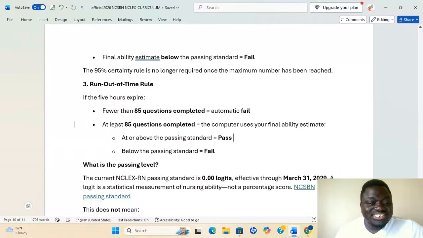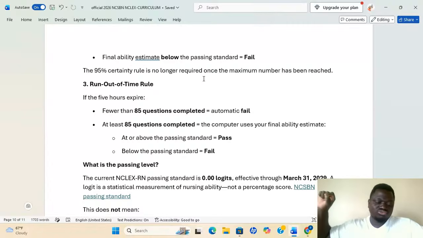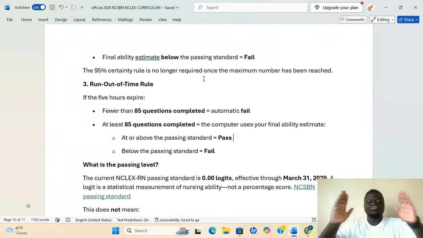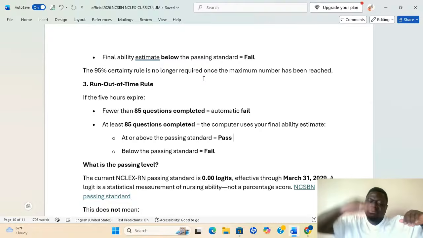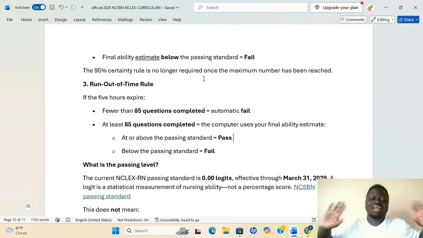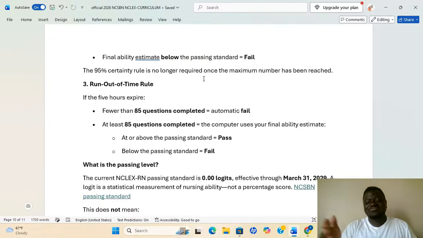But if you at least answered 85 questions and your time ran out, the new rule says that the computer uses your final ability estimate. Example, if you got to 90 questions or 87 questions and the 5 hours ran out, they are now going to use the 90 questions you answered to ask, among the 90 questions, are you above or below? If you are above, you pass. If you are below, you fail. I think this is a fair rule and I support it.